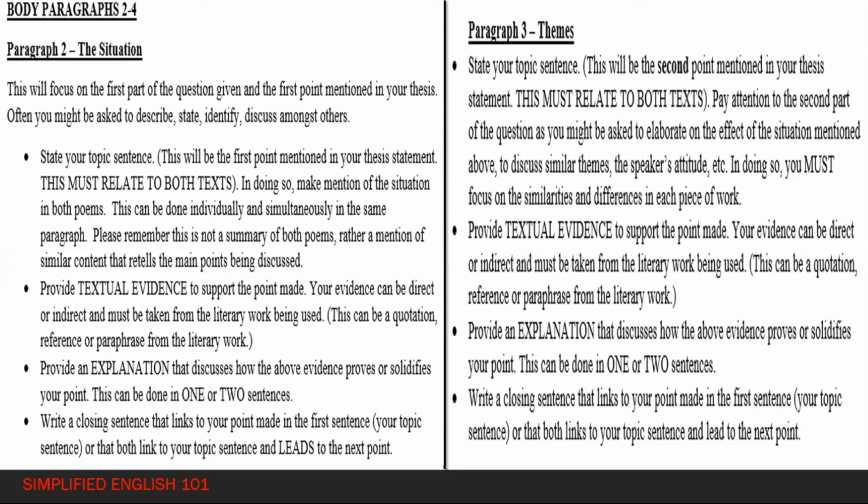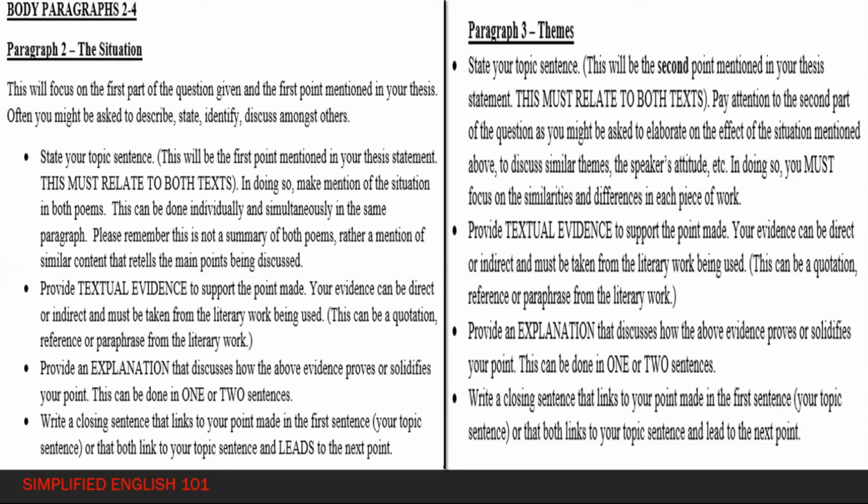Please remember that this is not a summary of both poems, rather a mention of the similar content that retells the main points being discussed. Your next sentence should be a sentence that either provides textual evidence or explains. I would suggest that you explain the point you made first, and then you go ahead to give evidence. But to each his own, whichever is more comfortable to you.